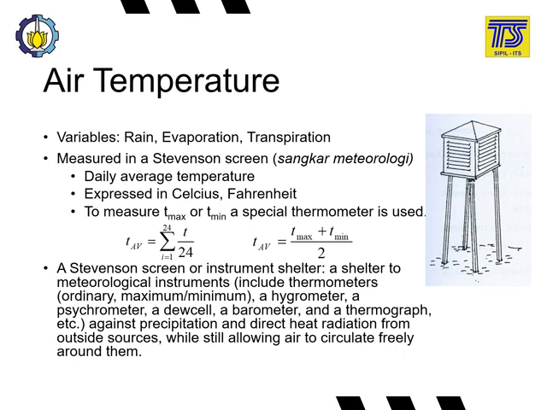It measures the daily average temperature expressed in Celsius and Fahrenheit. If you want to measure the maximum or minimum temperature, a special thermometer is used. So you can see here the equation for calculating the average temperature. If you measure it over one day, like 24 hours, you can use this first equation. Or if you measure only the maximum or only the minimum of the temperature, you can use the right equation.